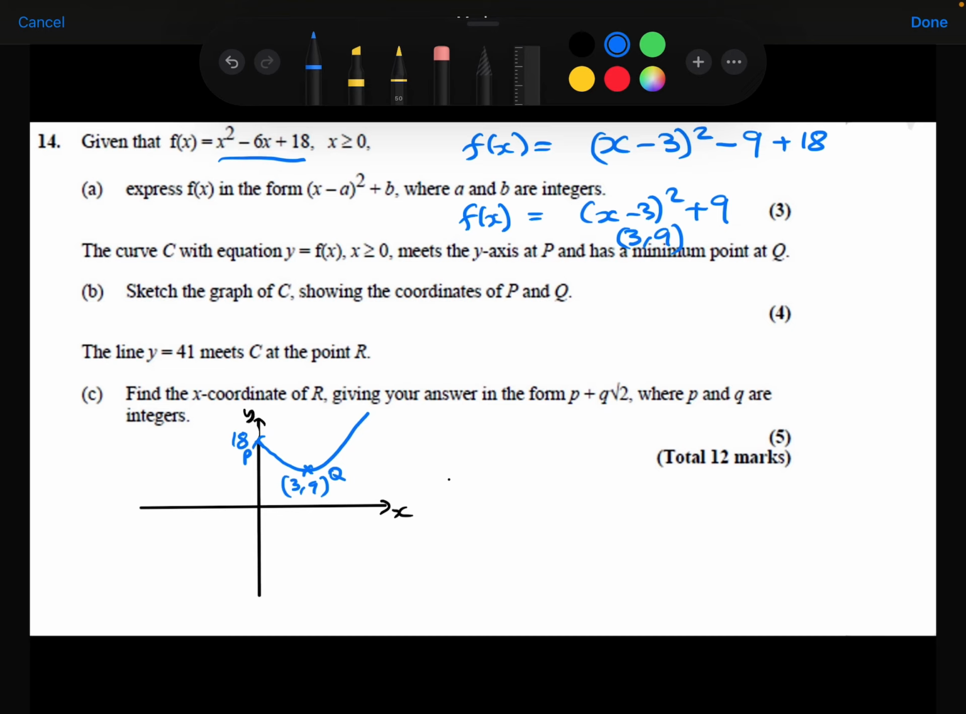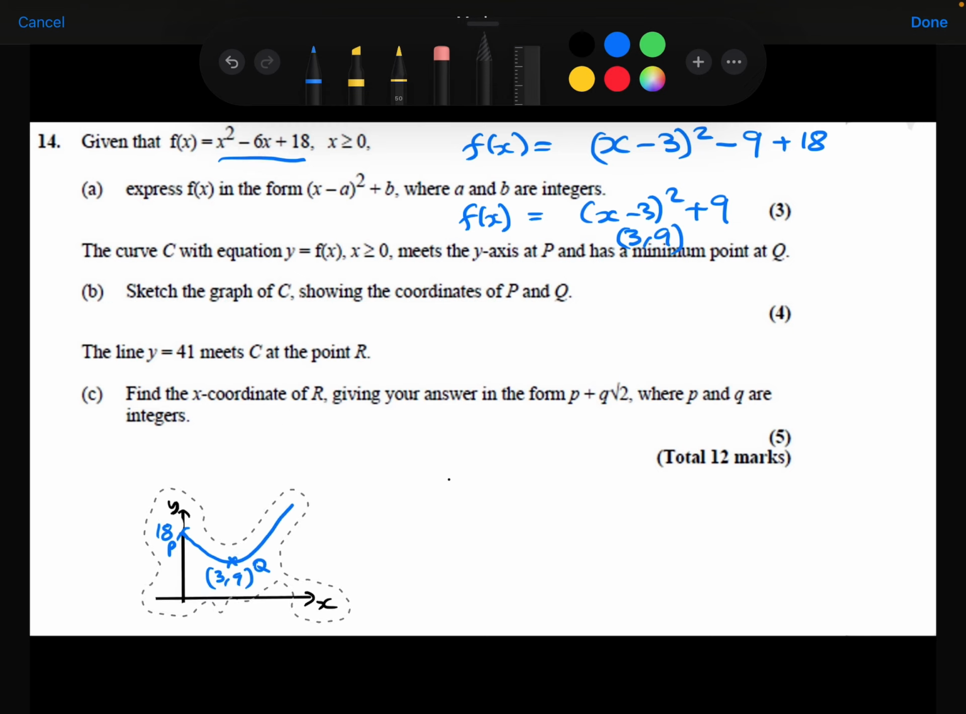Right, we are then told that the line y equals 41 meets the curve at the point R. We need to find the x-coordinate of R, giving our answer in the form P plus Q root 2, where P and Q are integers. I want to try and mark on what this looks like onto my graph. So let me just create a bit more space, because I need to go all the way up to 41 here. It's just a sketch, so it's not going to be perfectly accurate.